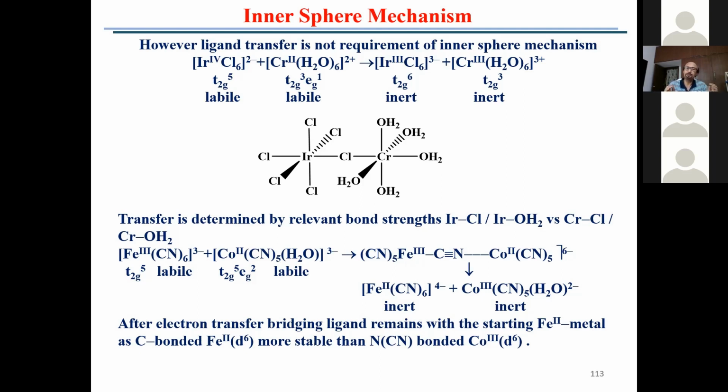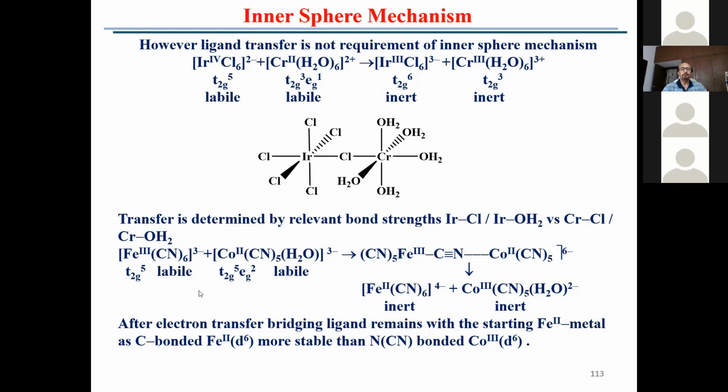Okay, you understood? Now if you move to another example, this is a very interesting example. You will see certain other important issues. You see, if you start with the ferricyanide, iron 3 hexacyanide 3 minus, and cobalt pentacyano water.